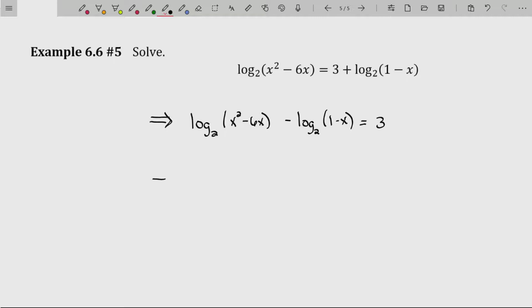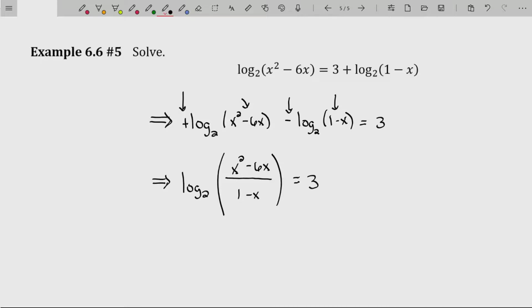So this will imply log base 2 of, remember, this is a positive logarithm right here. So this stuff will be in the numerator, x squared minus 6x. You should know that from the previous video that we did. And this coefficient's negative, so therefore this 1 minus x is going to be in the denominator. And look at that. Pretty awesome.